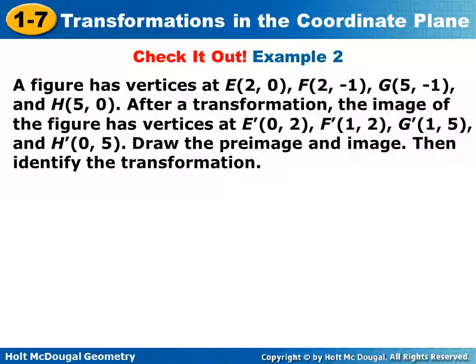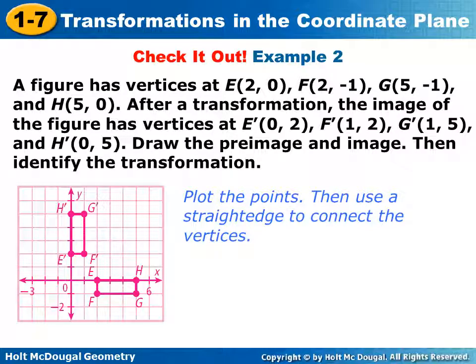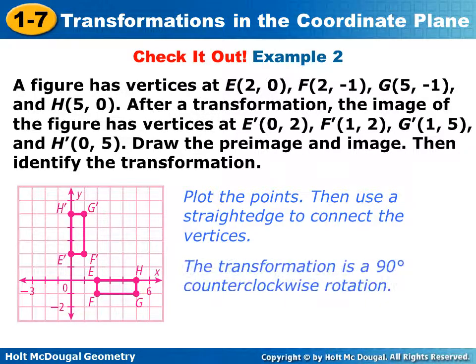Here's another example where we have a figure with vertices at E (2, 0), F (2, -1), G (5, -1), and H (5, 0). Go ahead and take a minute, pause the video if you need to, and plot these points on the pre-image and the image, and then check your work with the graph. Here's our two rectangles. If we look at these two rectangles, it's not a reflection, and it doesn't look like a translation because it's not facing the same direction, so it must be a rotation.